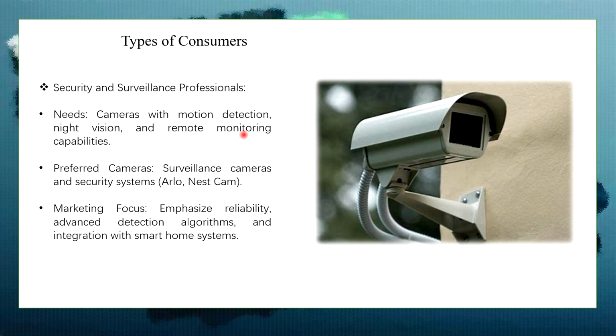Types of consumers: and the last one is security and surveillance. Professionals need cameras with motion detection, night vision, and remote monitoring capabilities. Preferred cameras: surveillance cameras and security cameras like Arlo and Nest Cam. Marketing focus: emphasize reliability, advanced detection algorithms, and integration with smart home systems.